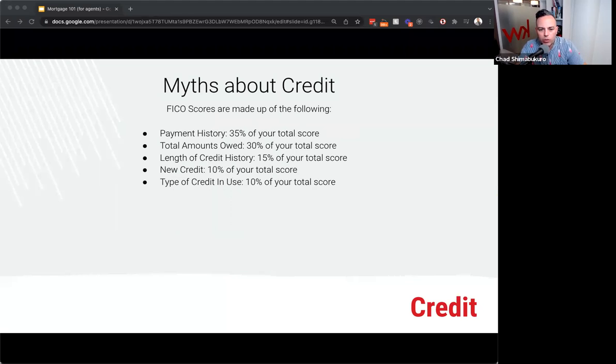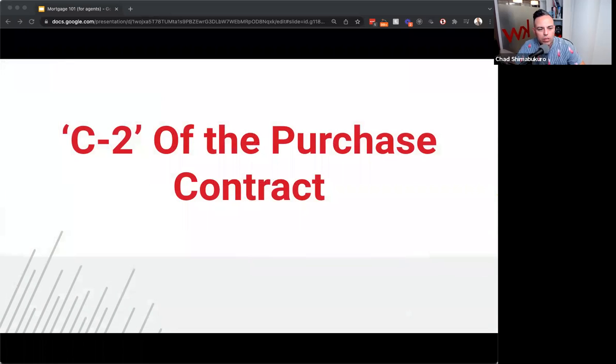FICO scores are made up of the following: payment history, 35% of your score. 30% of your score is made up of your total amount owed. 15% is the length of your credit history, so how long you've had credit. 10% is new credit, and 10% is the type of credit used. Types of credit are revolving debt, credit cards, mortgage, student loans, that sort of thing. That combination contributes 10% of your score.